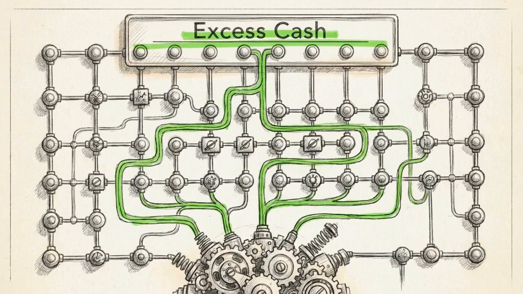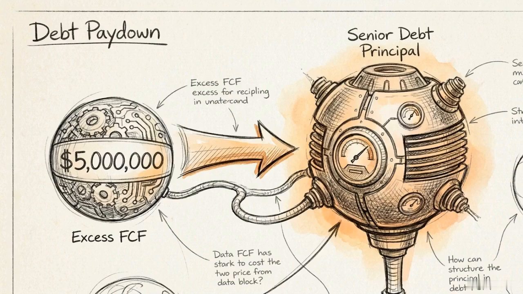A robust debt schedule utilizes a cash sweep. This is an optional mechanism where a company directs any excess cash left over from operations to aggressively pay down outstanding debt ahead of schedule.